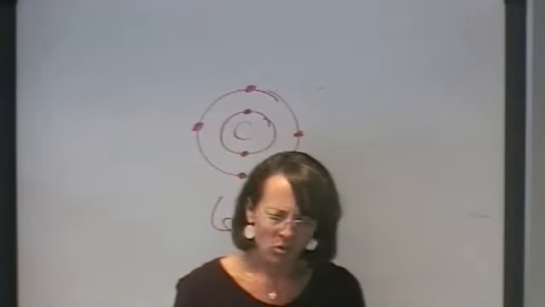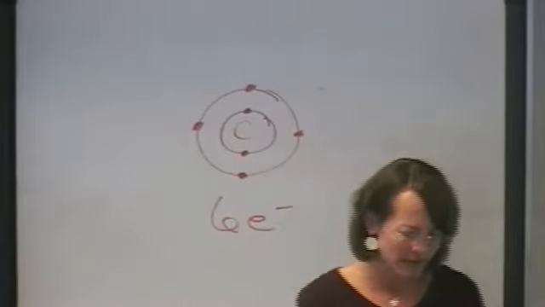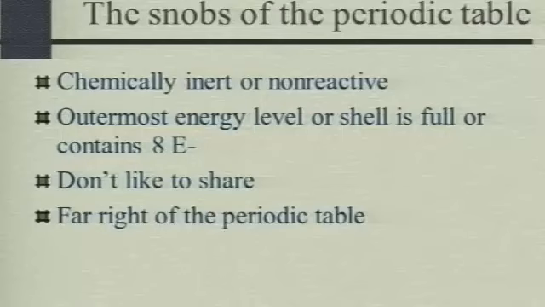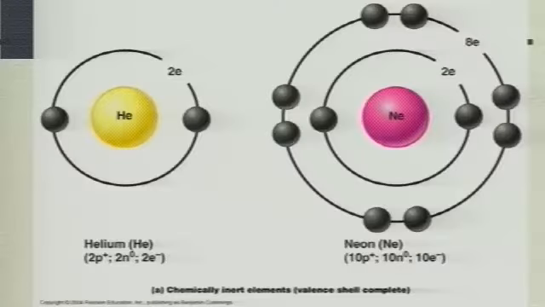Okay, moving on. Now, noble gases. Noble gases are chemically inert or non-reactive. The outermost energy level is full. So it can be full with 8, but we can also have 2, okay? Helium is an example. They don't like to share. They're good. They're on the far right of the periodic table. There's helium. Helium has 2. He's good. He is full. He doesn't need anything else.